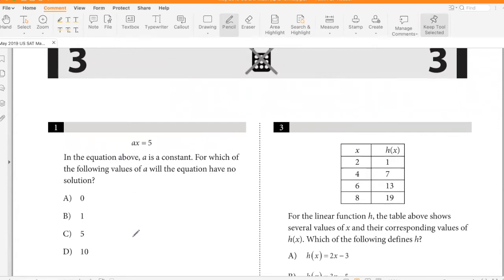Question 1. In the equation above, A is a constant. For which of the following values of A will the equation have no solution? So you can see that only when A is 0 will the equation have no solution, because when A is 0, the left-hand side becomes 0 and the right-hand side is 5, which are not equal. So A is the answer.